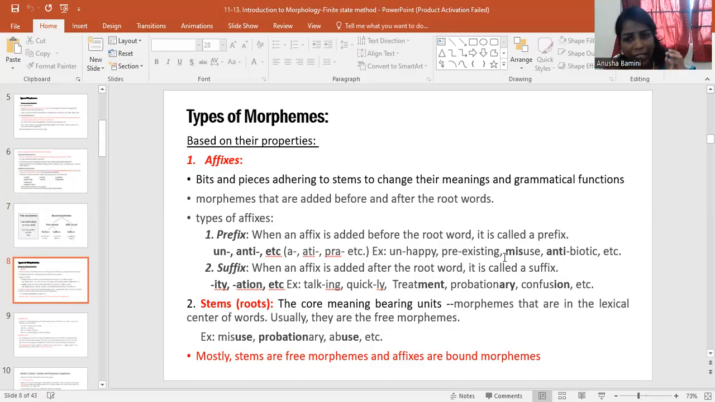These additional elements are miss, un, pre, and so on, which carry no meaning by themselves. I add them to root words or stem words to create a meaning. Such words are called stem morphemes. So these two, affix and stem, are considered based upon morpheme properties. Under morphemes, we studied two things today: morphemes based upon meaning and morphemes based upon properties. Okay, thank you.